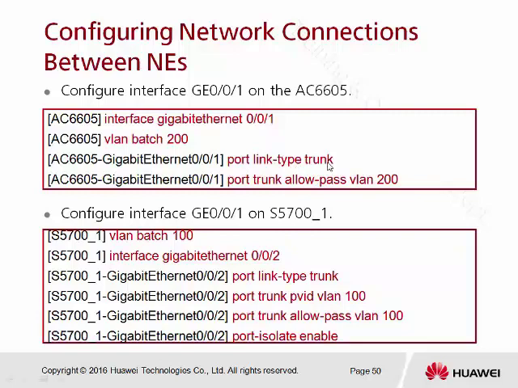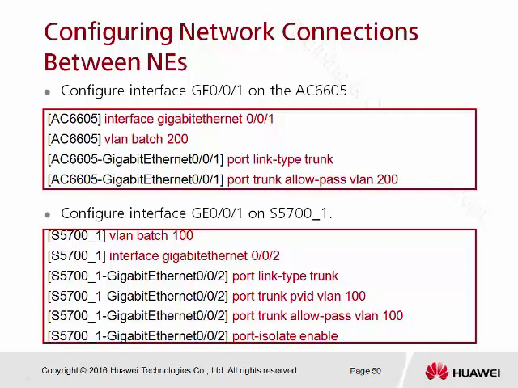Port link-type trunk. Port trunk allow-pass vlan 200. That means in this trunk link, I only allow VLAN 200 to pass through. Then the next one happens on the switch also. The switch will need to configure VLAN 100.